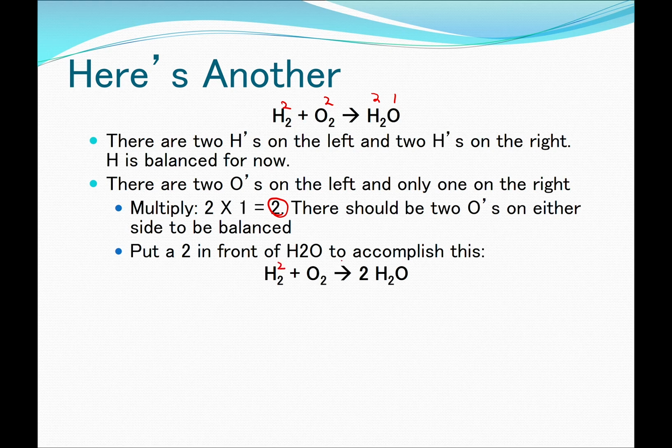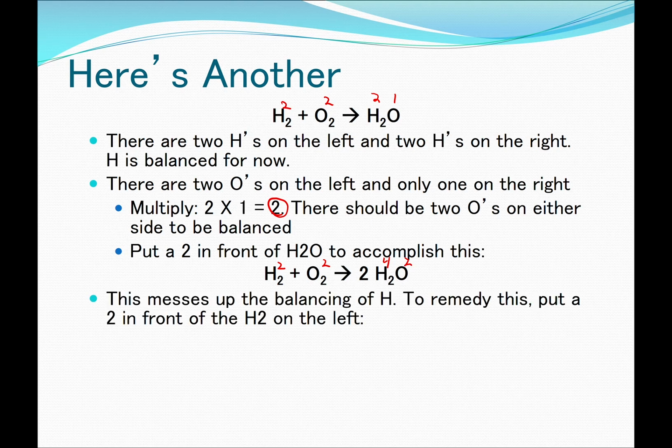Now we have 2 hydrogens, 2 oxygens. 2 times 2 would be 4 hydrogens, and now we have our 2 oxygens. So oxygens are good here, but it messes up the balancing with hydrogen. To remedy this, we'll put a 2 in front of the H2 on the left-hand side.